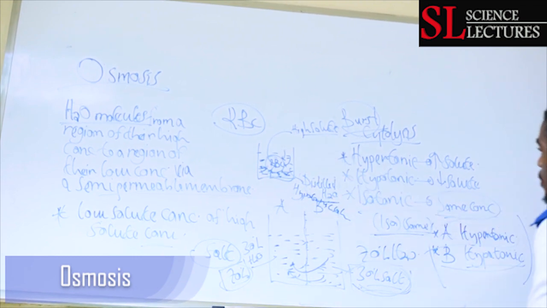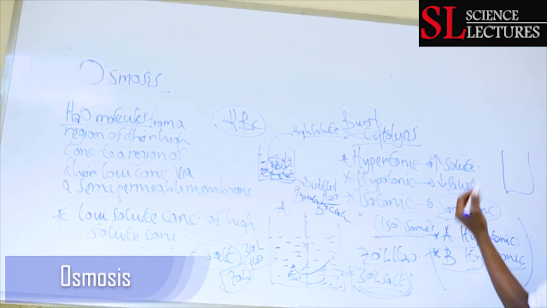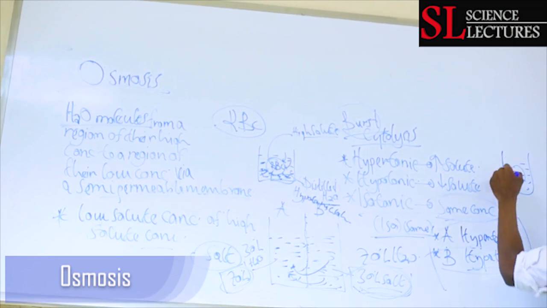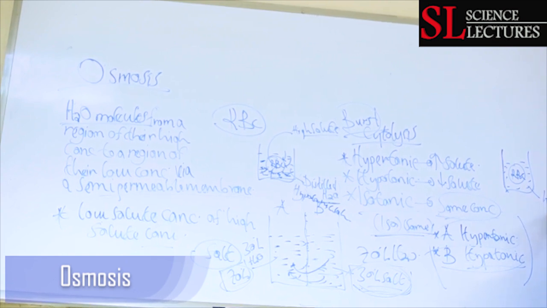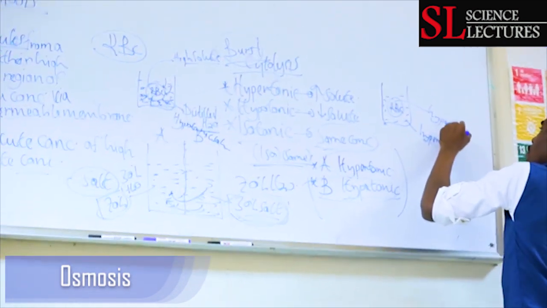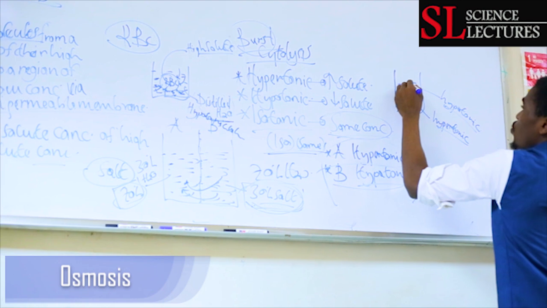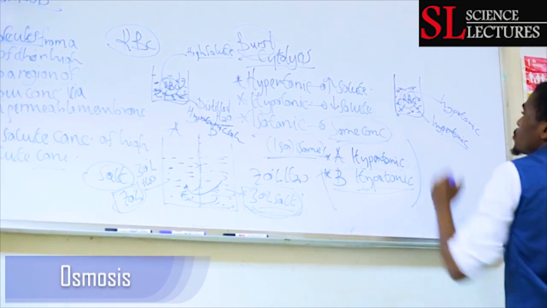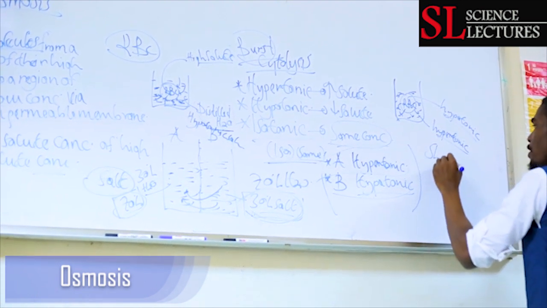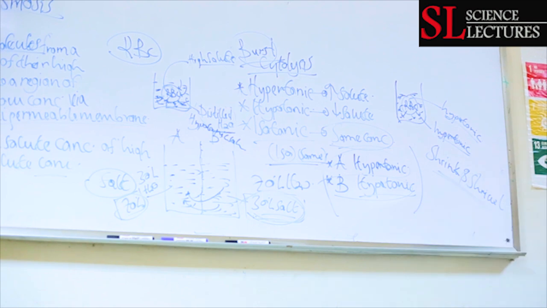The opposite: what will happen if, let's assume, the red blood cell is placed in another solution now. Let's say this is my red blood cell, and I place it in a solution which is hypertonic, and the red blood cell cytoplasm is hypotonic with a low solute concentration. Now the opposite will happen: the cell will lose water by osmosis, and when it loses water by osmosis it shrinks. It will shrink and shrivel because it has lost water.